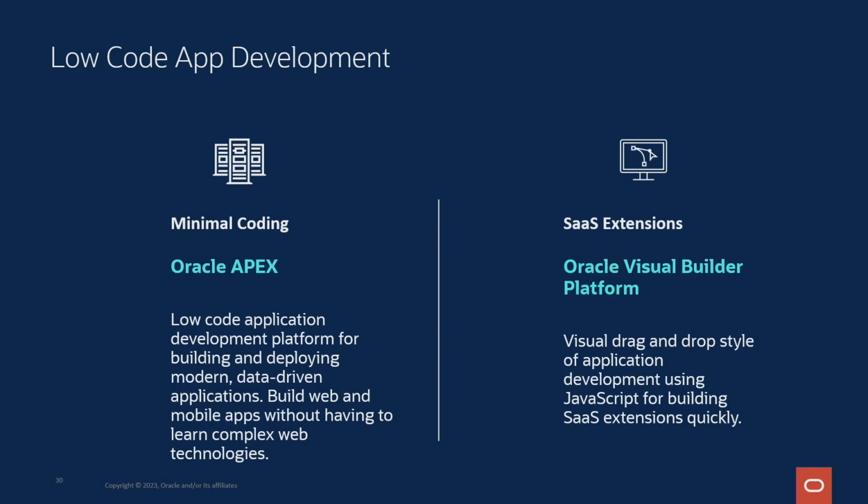The second is the Oracle Visual Builder platform. It's a visual drag and drop style of application development using JavaScript behind the scenes. You don't have to write much JavaScript code. It's mostly visual, drag and drop, browser-based application building. Visual Builder is primarily targeted at extending Oracle SaaS applications, but that doesn't stop you from building native web applications or mobile applications. You can build them using the Visual Builder platform.